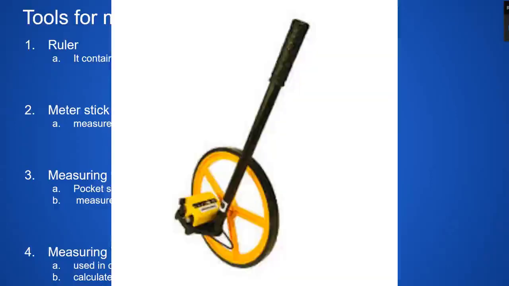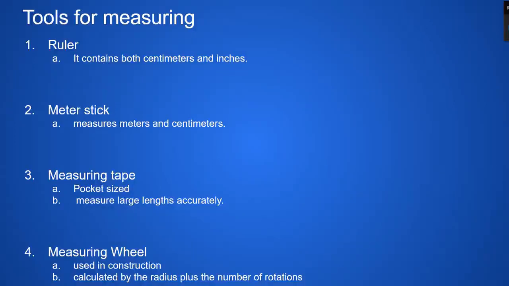Fourth, you got a measuring wheel. These things, you should not be using them. They're used in construction. Now, this is where some things get a little tense. So, calculate by radius plus number of rotations.